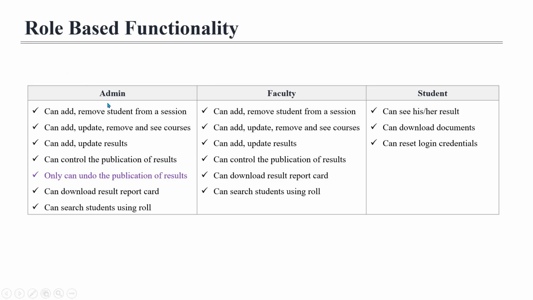But one difference between the admin and faculty is that only the admin has the ability to undo the publication of results. So this is the key difference between the admin and the faculty user. And the person whose role is student can only see his or her result, and can also download his or her document with the ability to reset his login credentials.